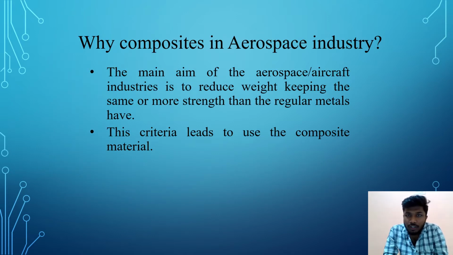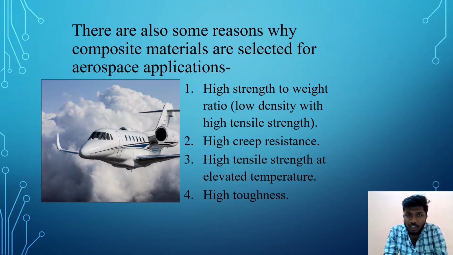Why composites in the aerospace industry? The main aim of the aerospace industry is to reduce the weight while keeping the same or more strength than regular elements have. This criterion leads to the use of composite materials. There are also some reasons why composite materials are used for aerospace applications: they have a high strength to weight ratio, low density with high tensile strength, high creep resistance, high tensile strength at elevated temperature, and high toughness.